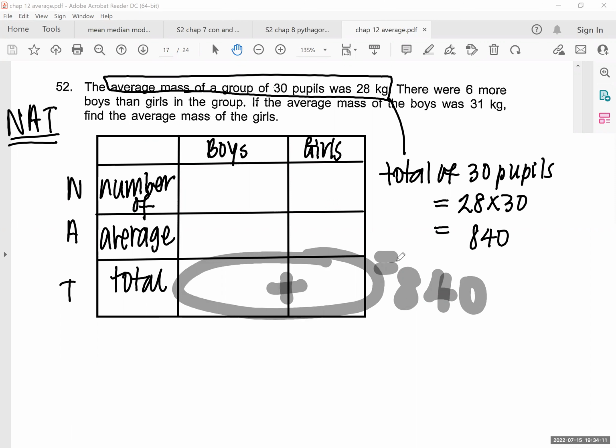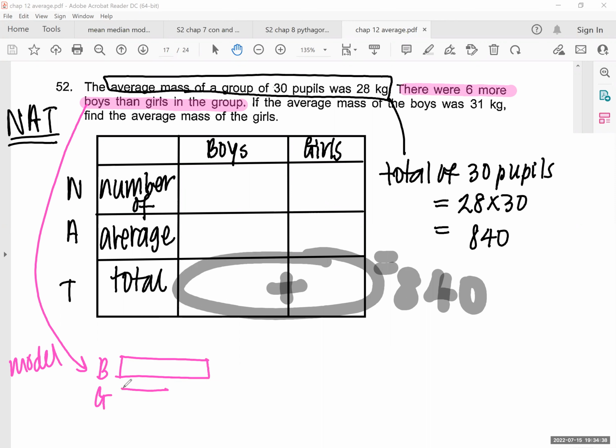Okay, so right now let's continue. Actually this is not very difficult because they say there are 6 more boys than girls. Do I know what's the total number of boys and girls? Yes, right? So what do I do? Yes, we need to draw a model. We have boys, we have girls, right? Boys, how many? The model is what? Longer. And the girls is shorter.